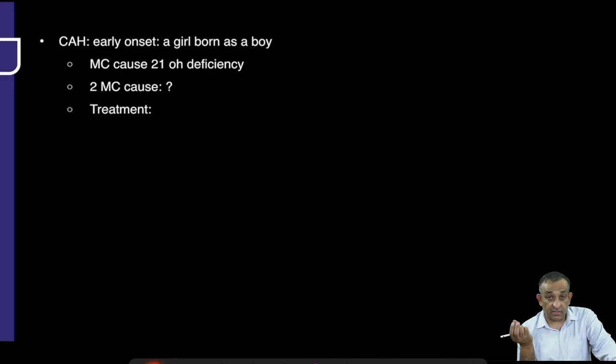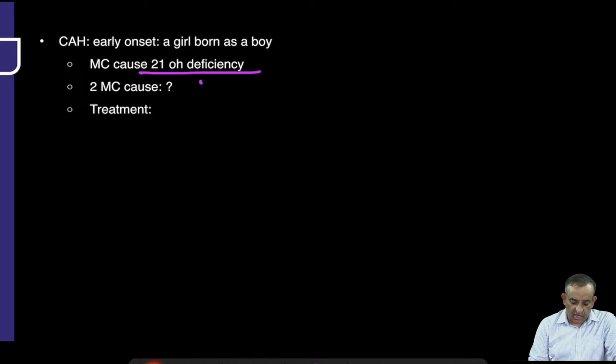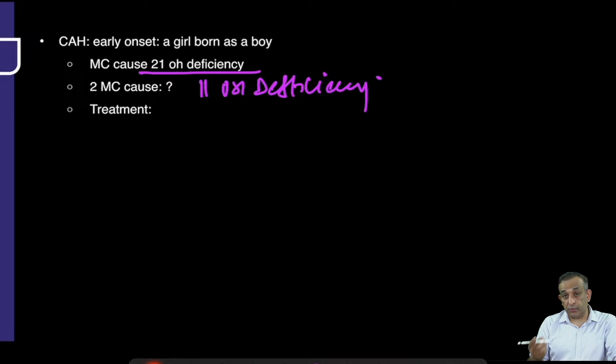So the most common cause is 21 hydroxylase deficiency. The second most common cause is 11 hydroxylase deficiency, and not 17. Second most common is 11 hydroxylase deficiency. And the treatment is long-term steroids.